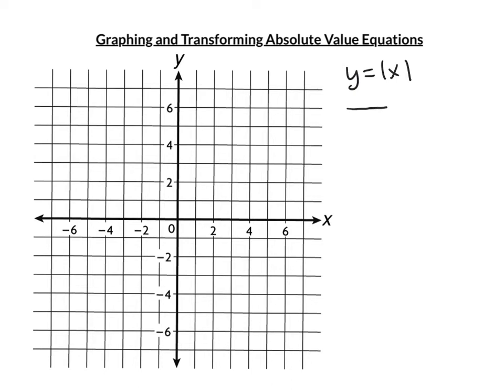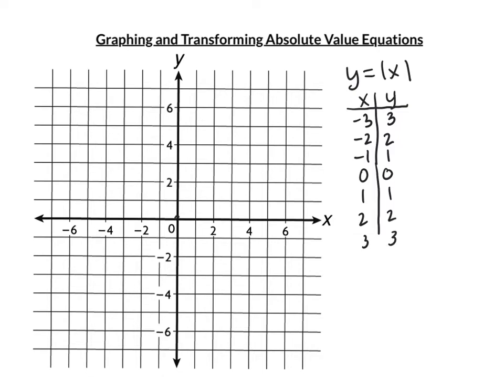To graph this, I first want to make a table, and I'll pick some values: -3, -2, -1, 0, 1, and 2. So if I plug in -3, remember absolute value is always positive, so it becomes 3. -2 becomes positive 2. -1 becomes 1. 0 is 0. Absolute value of 1 is 1. Absolute value of 2 is 2. And the absolute value of 3 is 3.